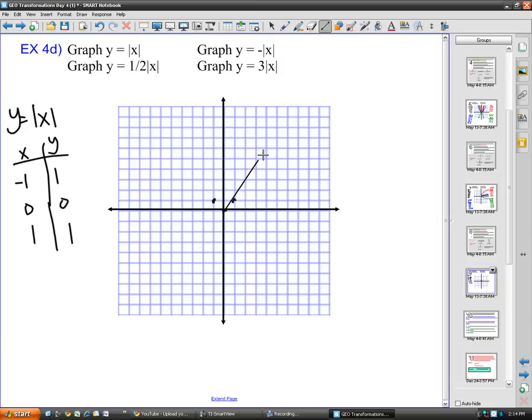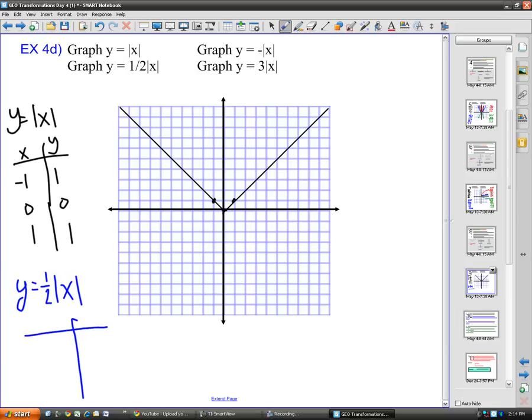Now, what's going to happen when we multiply by a half? Well, if history is anything for us, it should flatten this graph out. So if I take a half of the absolute value of x, remember we have to do what's inside the function first, and then we multiply by half. So I'm going to pick my same values again. Negative 1 is 1, cut in half is a half. 0, cut in half is 0. And 1 is still a half. And so you can see that this time I'm right there at about a half.